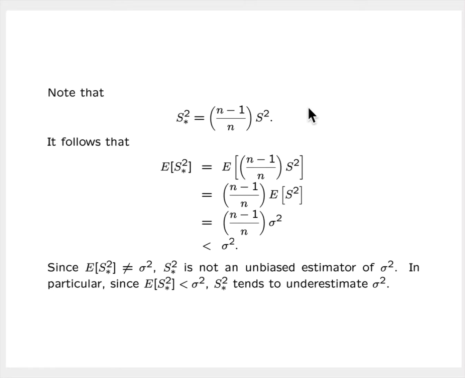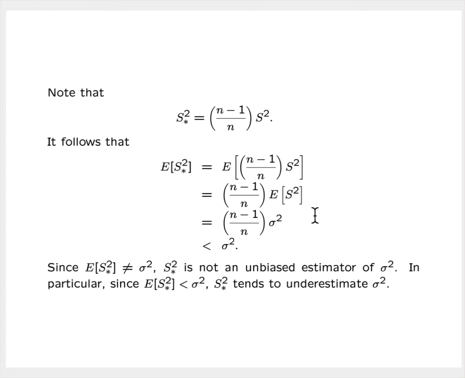So note that we can write S star squared, the version of the sample variance that has n in the denominator, in terms of S squared, the version of the sample variance that has n minus 1 in the denominator. We can rewrite it this way. S star squared is equal to n minus 1 over n times S squared. And so we can find the mean of the sampling distribution of S star squared by taking the expectation of S star squared. So that's the expectation of n minus 1 over n times S squared.